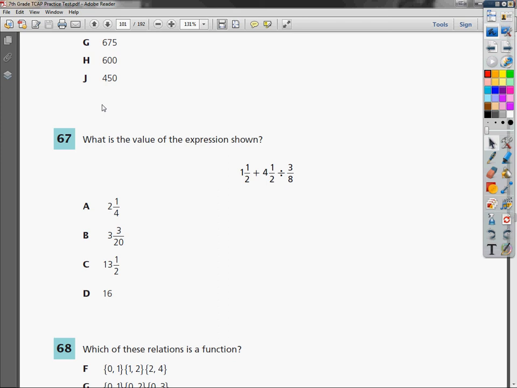TCAP, seventh grade practice test, math section, question number 67. Now, this question is really easy if you have your calculator. If not, it might be a little more complicated. We'll do both ways. What is the value of the expression shown below?